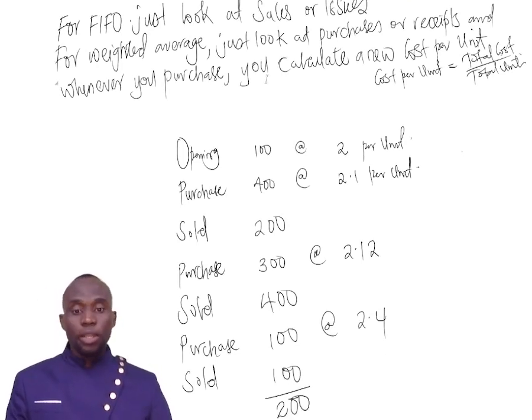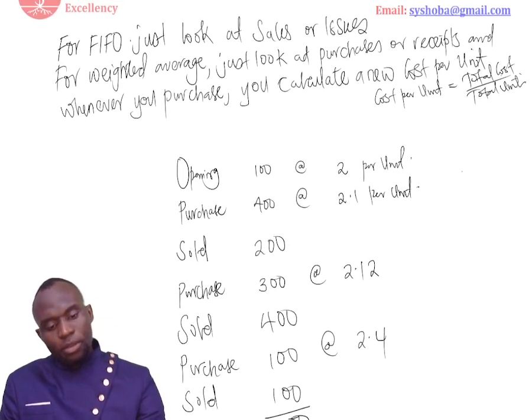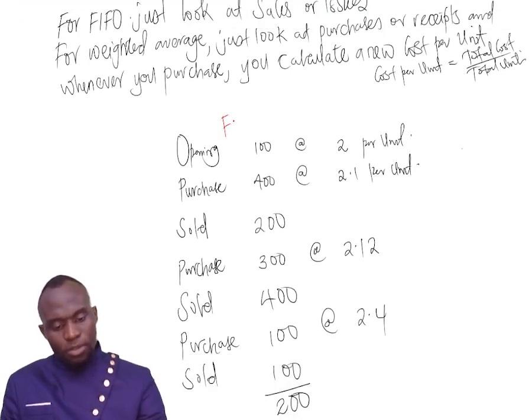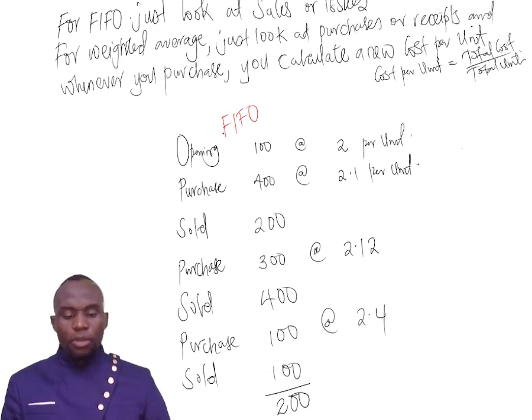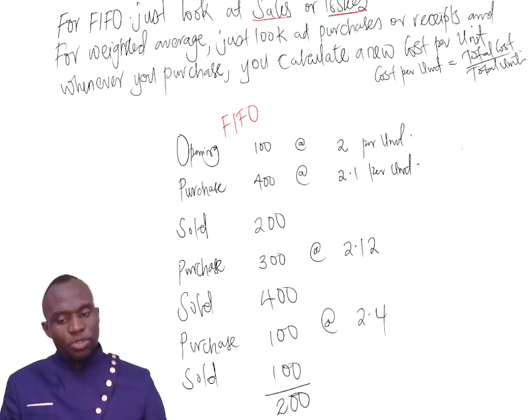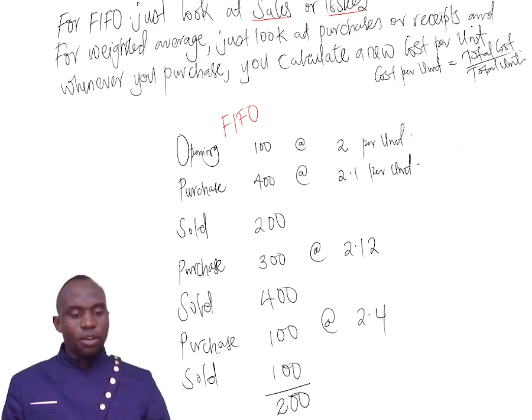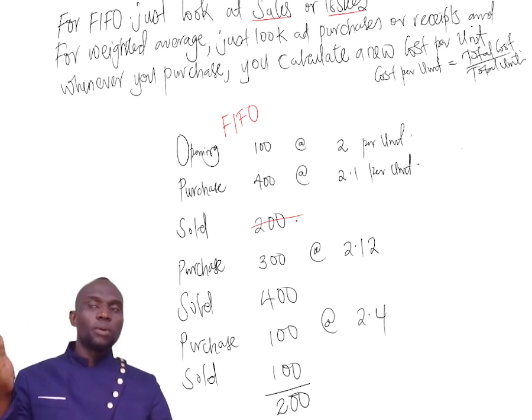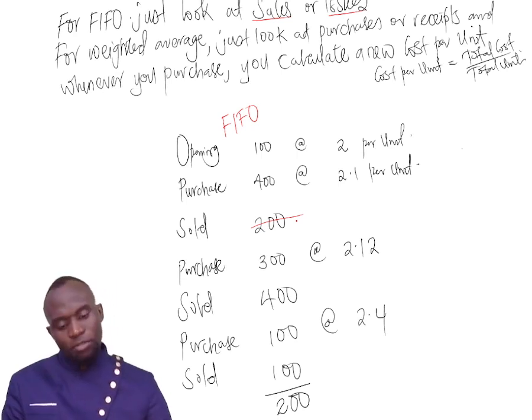So I'm putting the working in red, FIFO method, and FIFO means what came in first is what you give out first. So this is FIFO. We say the working is simple, you just look at the sales or issues. So which one is the first sale or issue? We are selling out 200. So where will it come from? Remember, these are perishable items. What came in first is what we give out first.